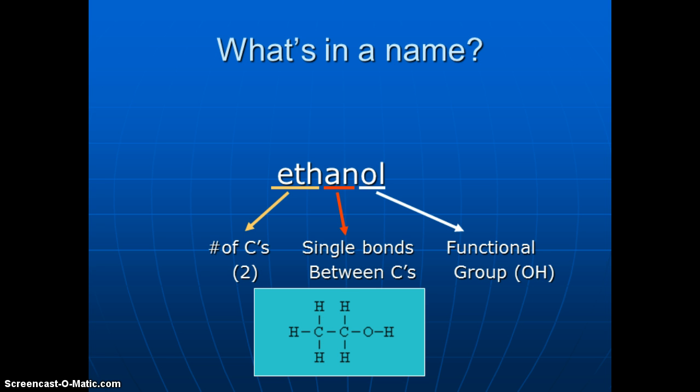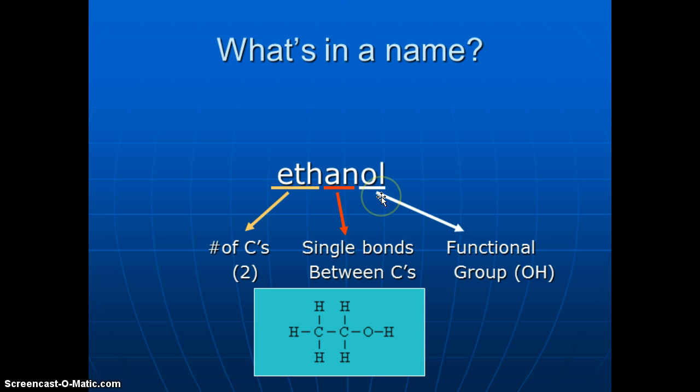So you may have heard of the name ethanol. Ethanol is the type of alcohol that is drinkable, but I know you're not drinking it, so that's a good thing. So where does this name come from? Well, the name has three basic parts. The first part, ETH, is the prefix that tells me how many carbons there are in the compound, and ETH stands for 2. The middle, AN, tells us how the carbons are bonded together. AN means there are single bonds between the carbons.